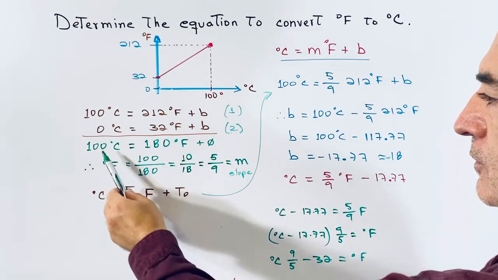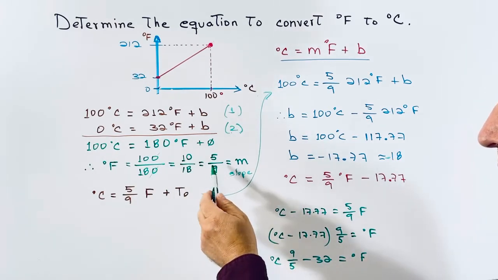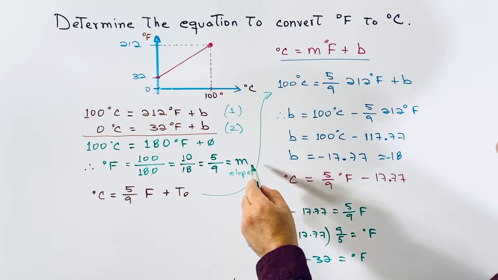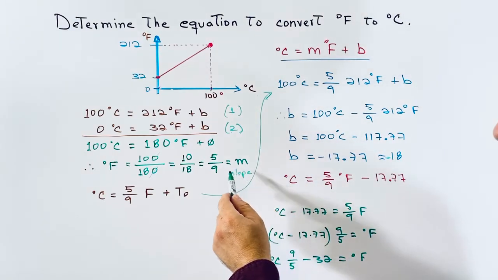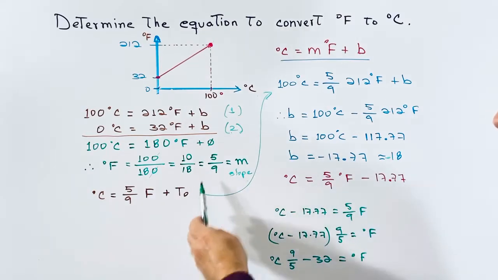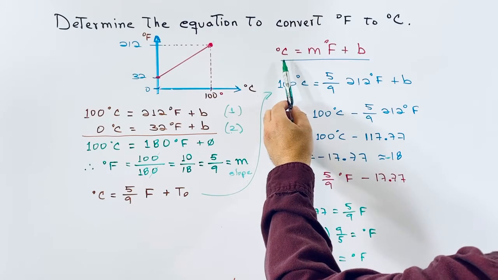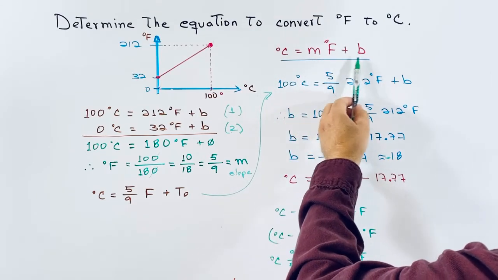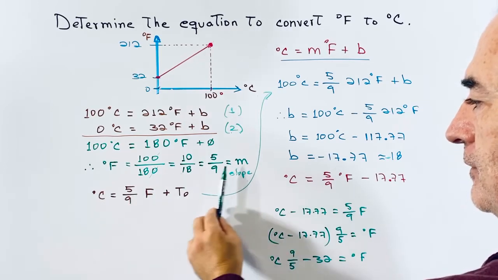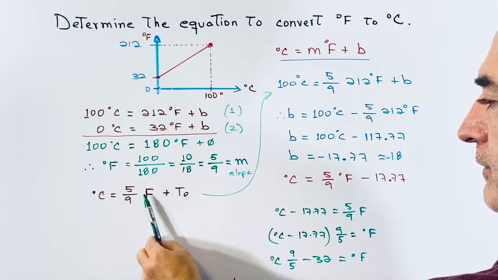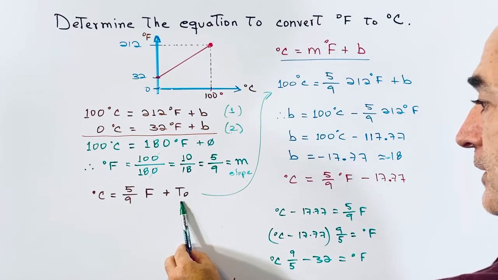So F is 100 over 180. We can simplify this, and it is 10 over 18, equal to 5/9. So this is the slope of the equation. So the type of formula or graph we are using here is Celsius degrees is equal to mF plus V. So we can say Celsius degrees is equal to m, 5/9, F plus V, which is the offset.